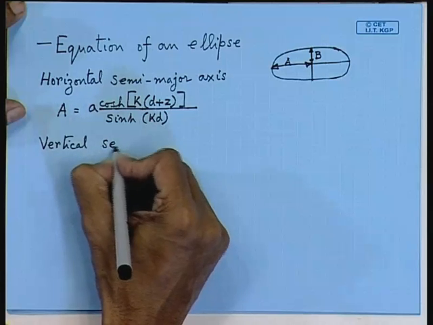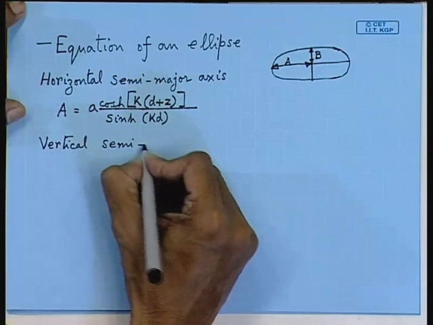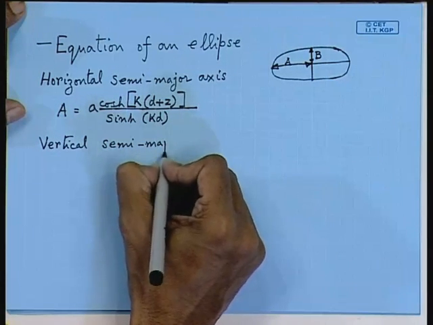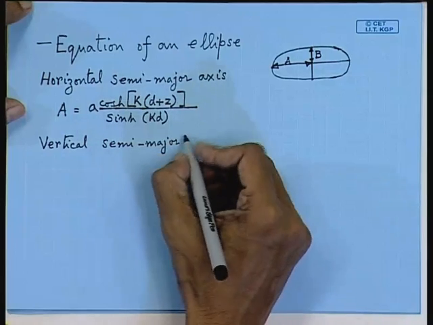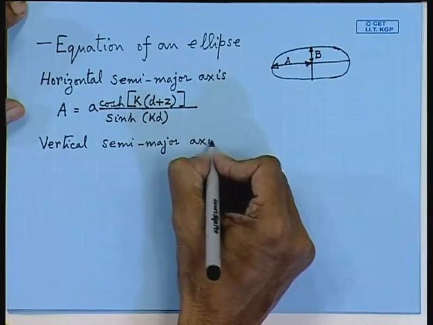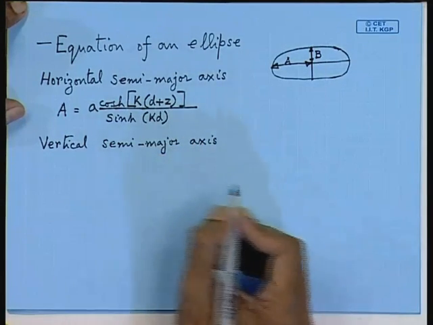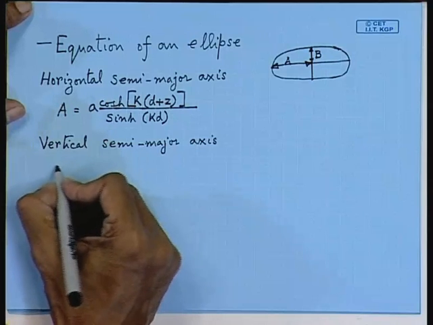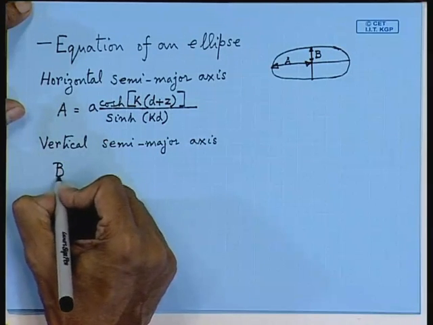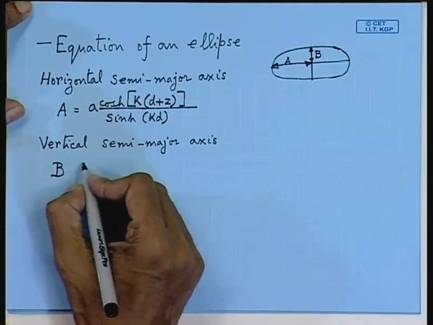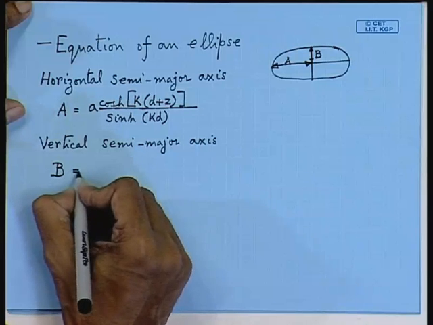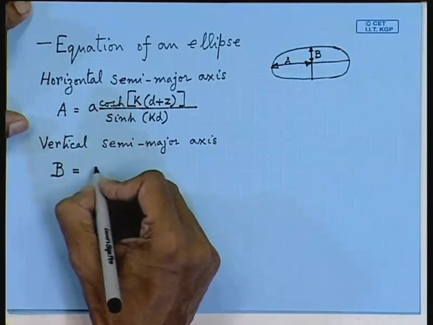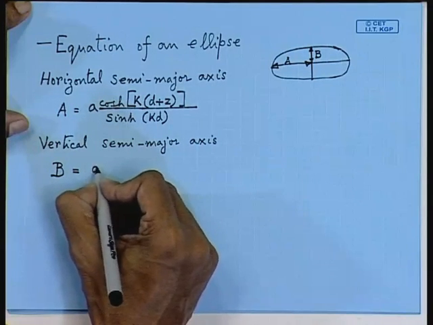Vertical semi-major axis. Now, these two expressions we are finding out, this is not for fun, there is some significance to this, which we will shortly see. So, b is your vertical semi-major axis. This is given as small a.